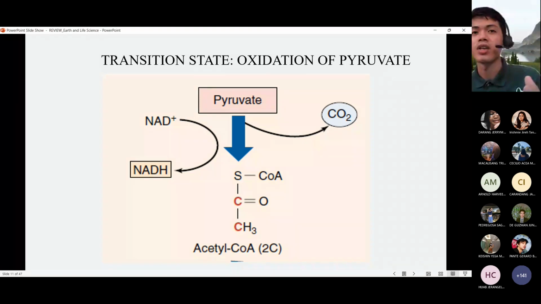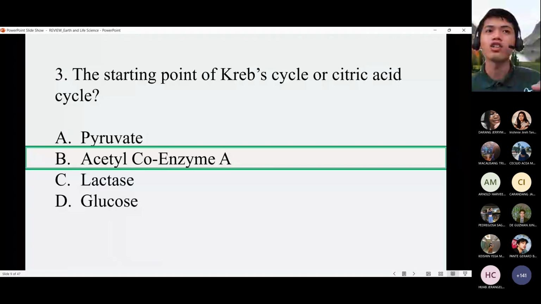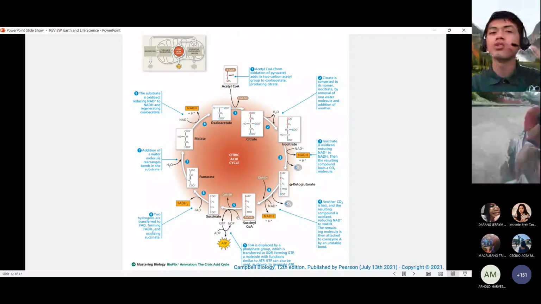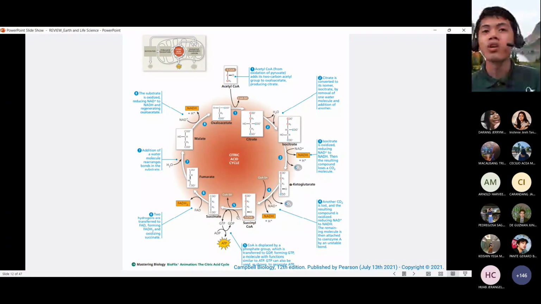Now, the acetyl coenzyme A that has been produced during pyruvate oxidation, since we have two pyruvate oxidations, we can produce two acetyl coenzyme A. Now, that acetyl coenzyme A will be used in the Krebs cycle. If you can see here, the starting point of the Krebs cycle, or citric acid cycle, or tricarboxylic acid cycle, is the acetyl coenzyme A. Since we have two acetyl coenzyme A, we also have two turns of the citric acid cycle. If you still remember, there are two turns.